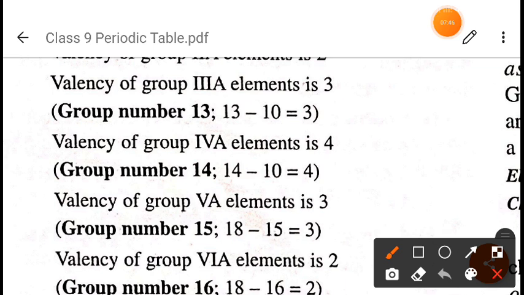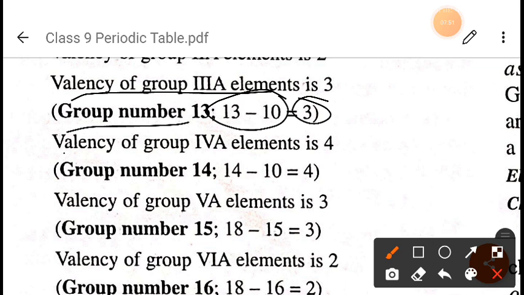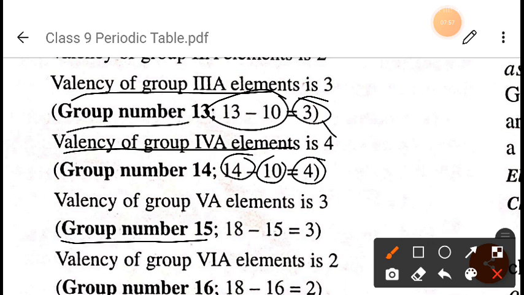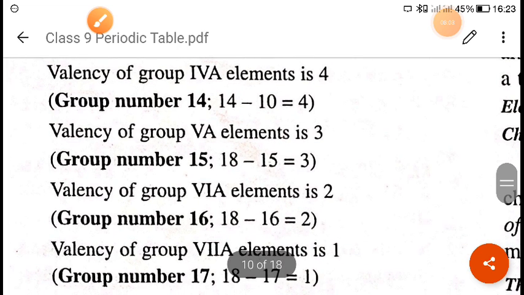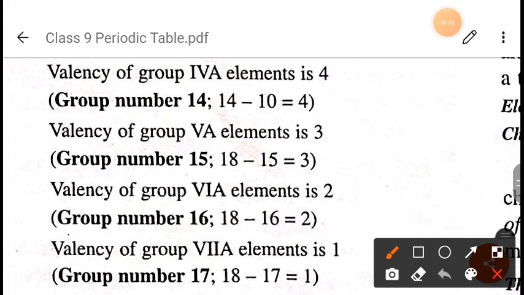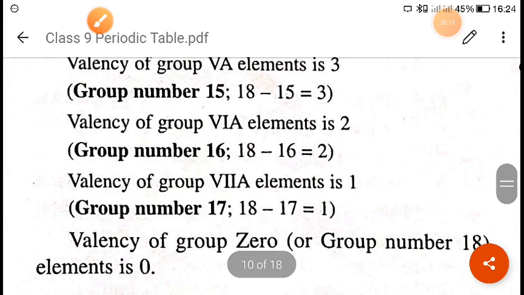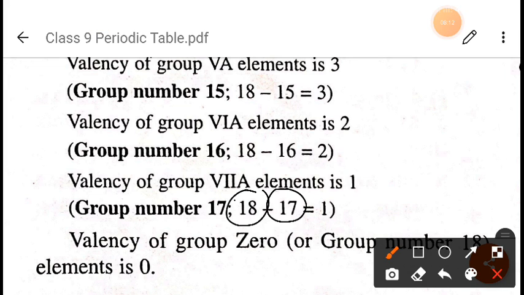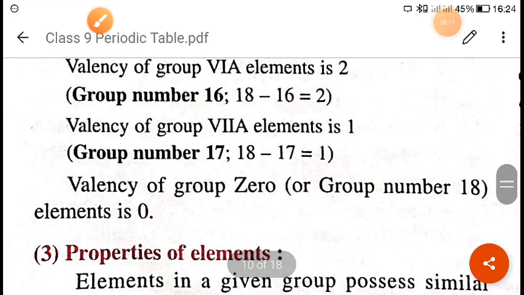So as you can see, the valency of group 13 is 13 minus 10, which is 3. In the same way, the valency of group 14 will be 14 minus 10, which is 4. The valency of group 15 will be 18 minus 15, which is 3. Group 16 will be 18 minus 16, which is 2. For group 17 it will be 18 minus 17, which is 1, right? And group 18, or we can say group 0, has 0 valency.